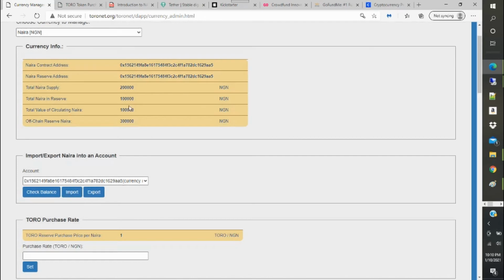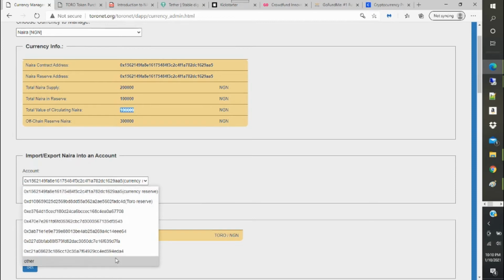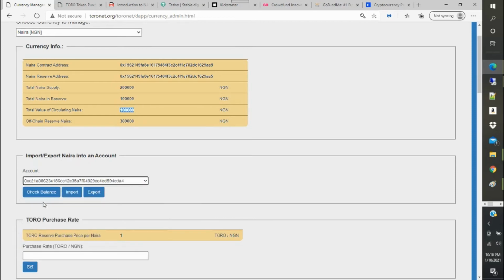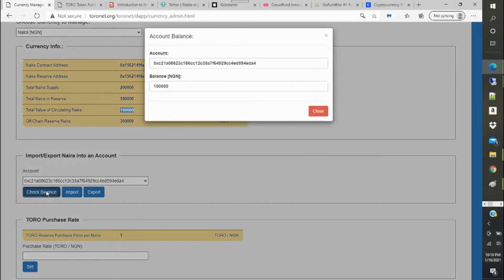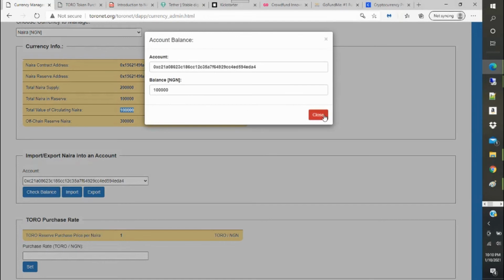And so now we see the reserve still has just the 100,000 naira, but now there's 100,000 in circulating naira, right? Total naira on the blockchain is this amount. Total in circulation is this amount, because it does not belong to the reserve. These funds are deposited into this customer's account, so it's not funds that belong to the reserve. It's funds that belong to a customer.